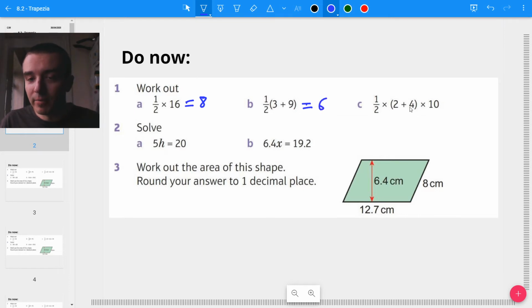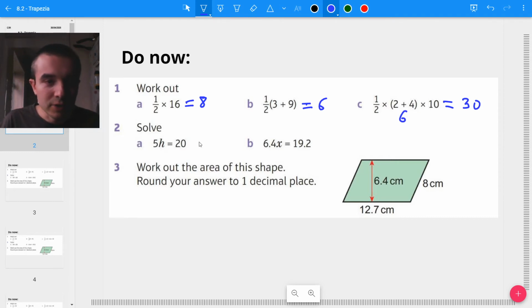And then again, follow Bidmas, we need to do the brackets first. 2 plus 4, that's 6. Then in any order really, because these are multiplications, so you can do them in any order. So a half times 6, so 6 divided by 2 times 1, that's 3. 3 times 10 is 30. Or you can think 6 times 10, 60 divided by 2, 30.